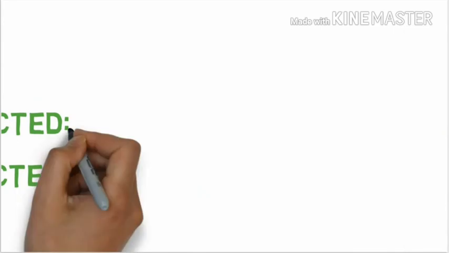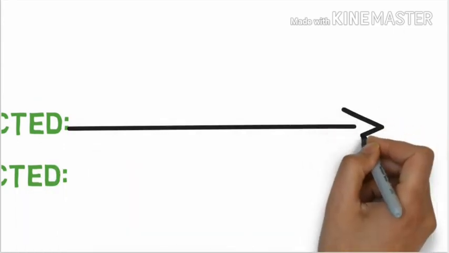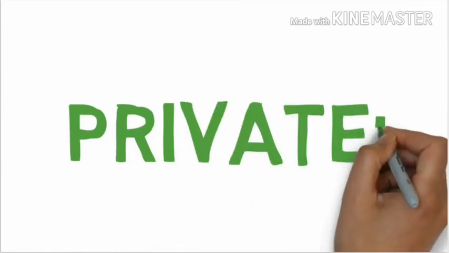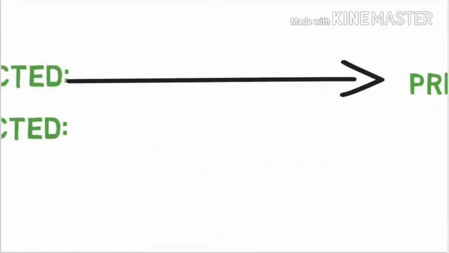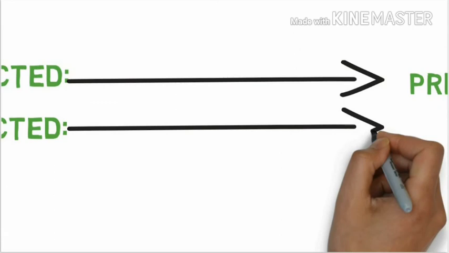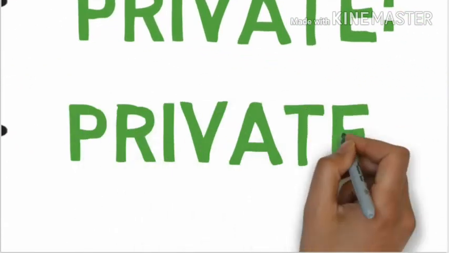Now if we try to inherit them as private, the public will change to private, the protected will change to private, and the private one will remain as private.